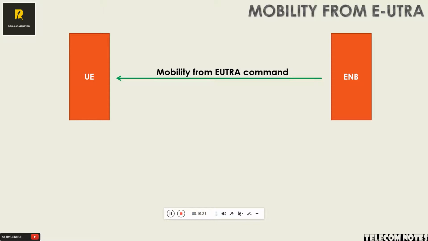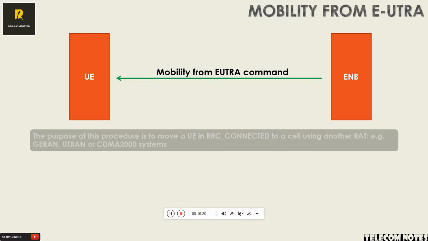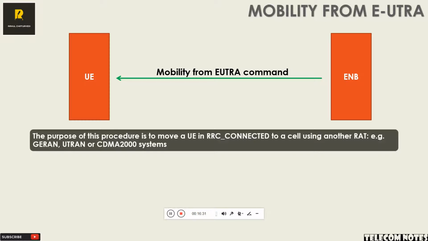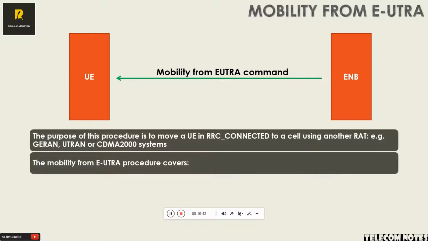Coming to the mobility from E-UTRA, the eNode B is sending the mobility from E-UTRA command. The purpose of this procedure is to move a UE in RRC connected mode to a cell using another RAT, for example GERAN, E-UTRAN or CDMA2000 systems.